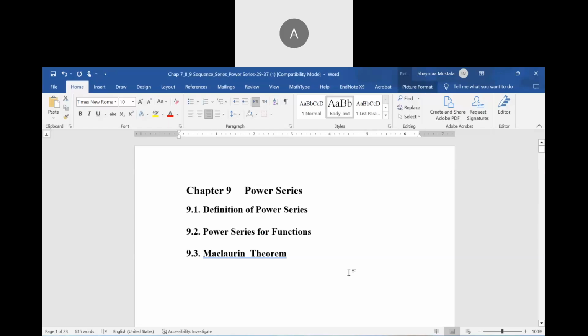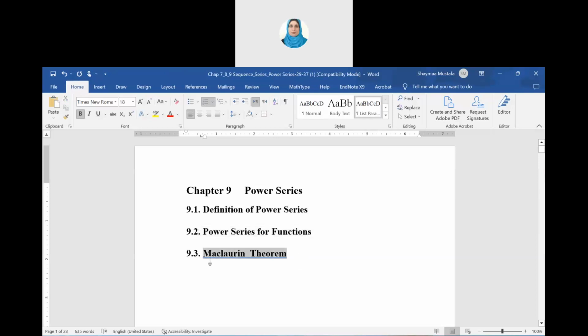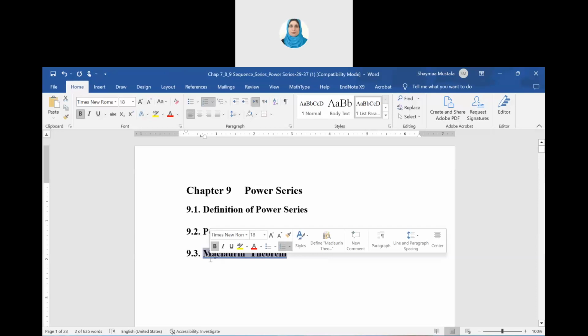Okay, this is chapter 9. On the recorded video, we already explained section 1 of chapter 9, the definition of power series. And today we will go over how we can find the power series for any function, how we can find the Maclaurin theorem, and how we can apply the Maclaurin theorem.